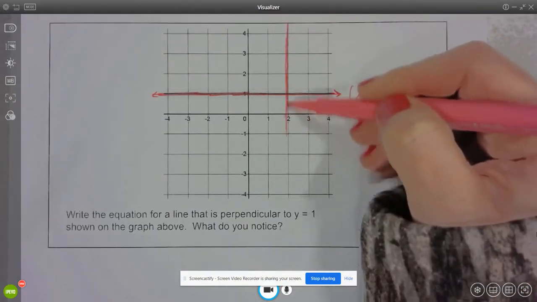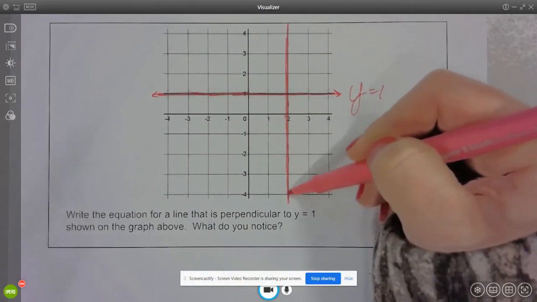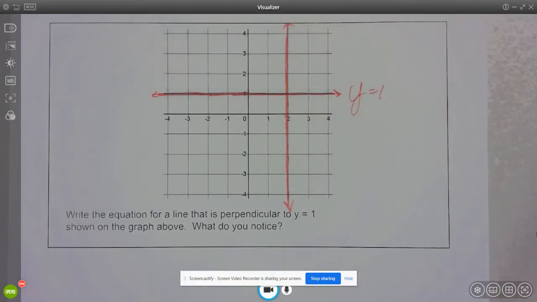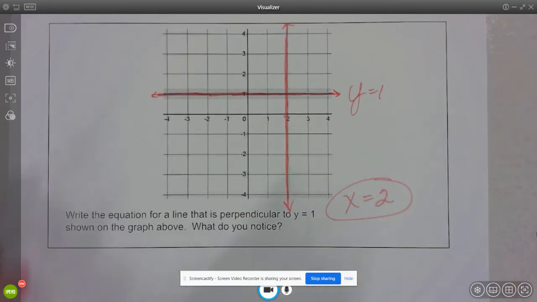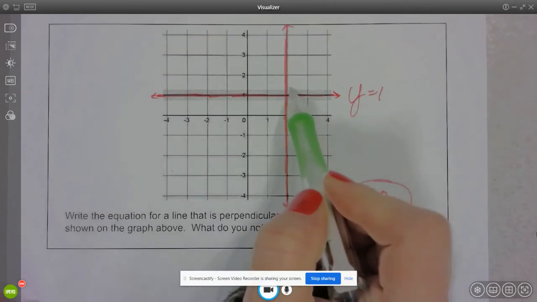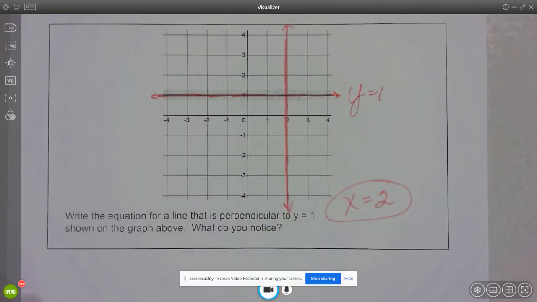A perpendicular line is going to come this way. So they're going to meet in a very specific way, which we will talk about in just a moment. And this perpendicular line would be x equals 2. Now I could have done x equals -5 or x equals -1 or x equals 0 or x equals 3. Those would all be lines that are perpendicular because of how they are intersecting right here at this intersection point.